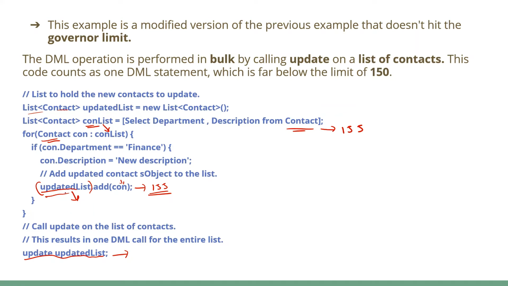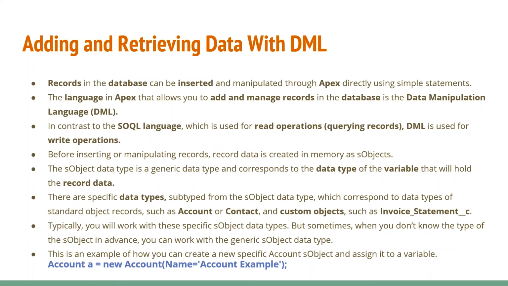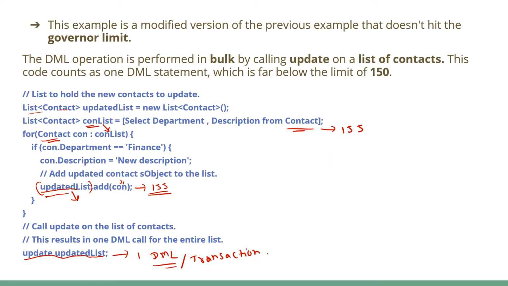So this is the updated list which has 155 contacts, and now we are updating all the 155 contacts only once. So it will not hit the governance limits because this is only one DML operation per transaction. Okay. Next. So this is the best practice to follow if you want to do updates on multiple records.